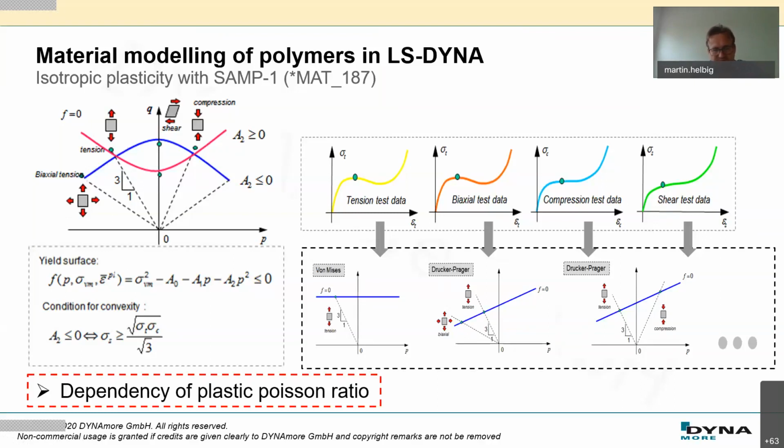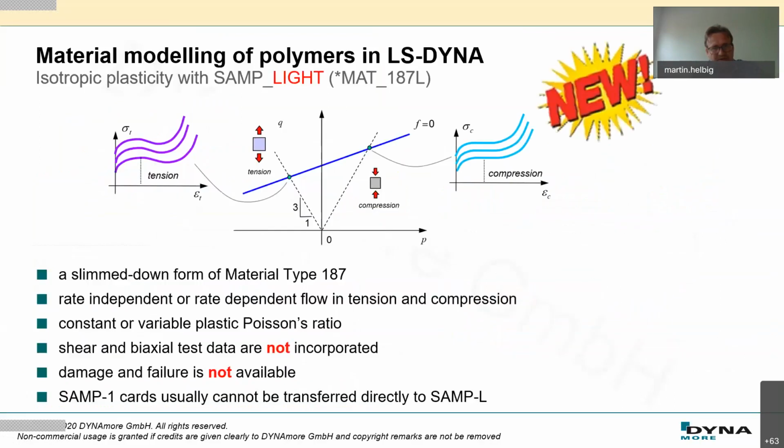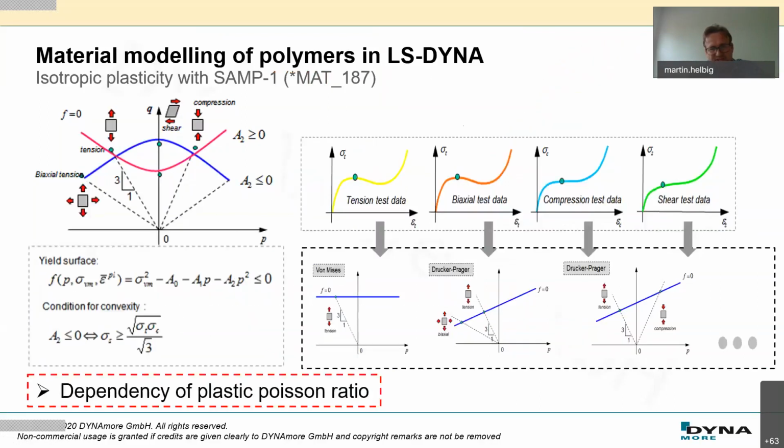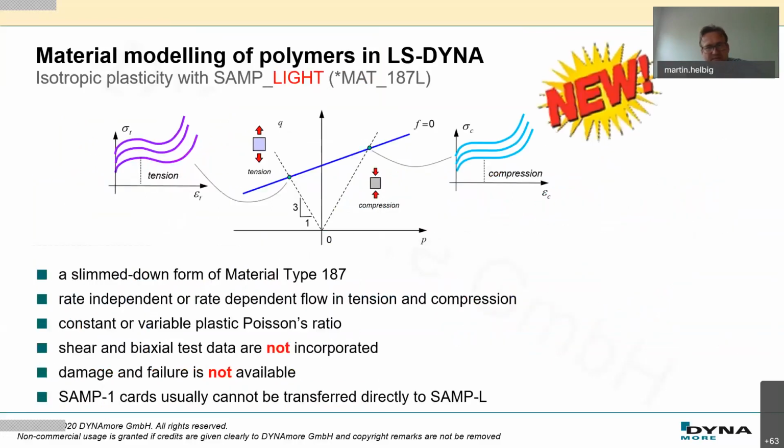We can put in a plastic Poisson ratio. This means it is possible to take into account a non-isochoric material behavior. For example, for crazing, when your macroscopic volume is increasing, you have to change the plastic Poisson ratio. And this is the SAMP-Lite model right now. It is a slim form of the SAMP model.